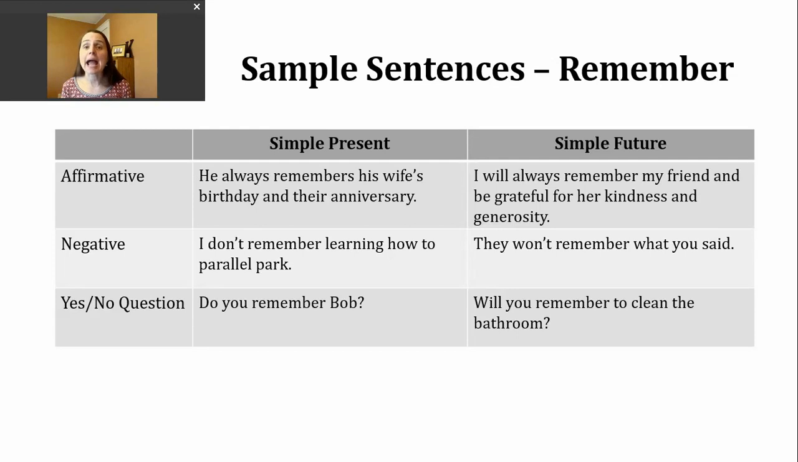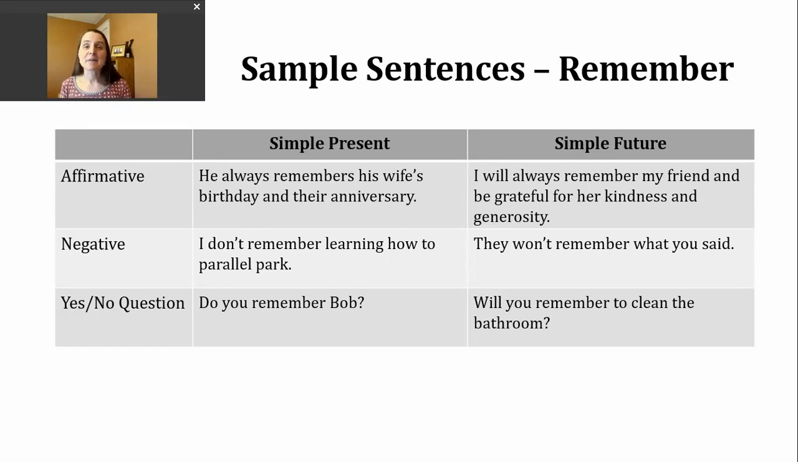Now let's take a look at the simple future. Today we're going to focus on making sentences with will. We tend to use will to also describe facts, so facts in the future. We use it to make predictions or to make promises or offers. We might also use it to make a quick decision.